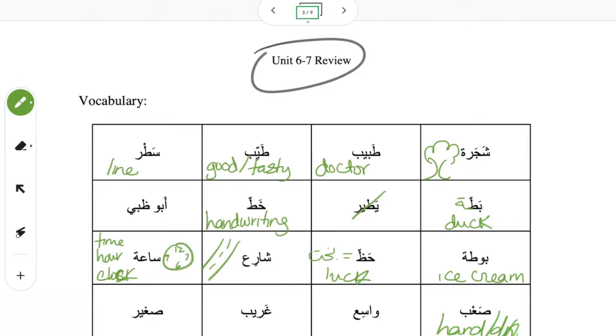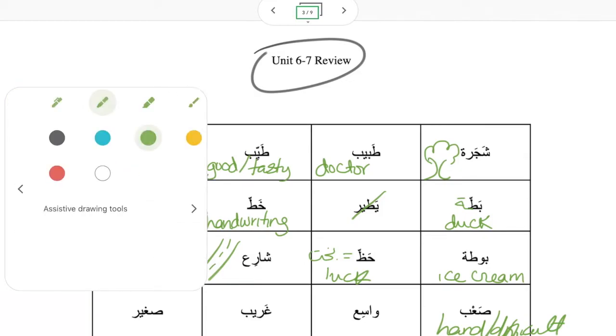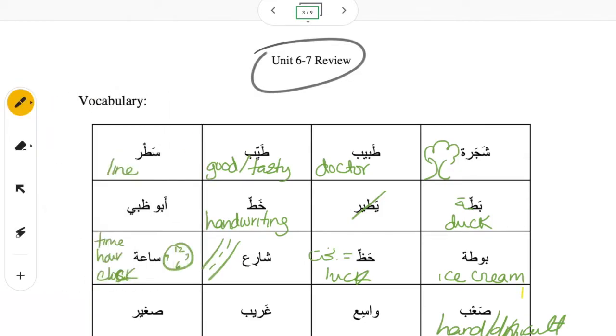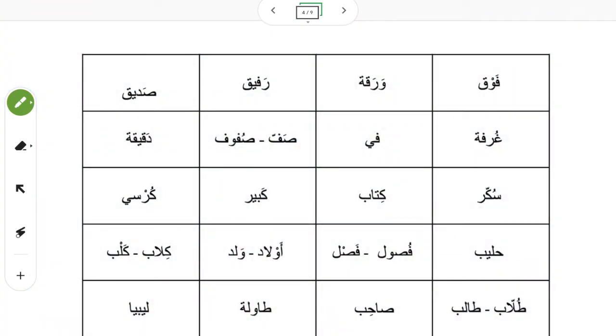Okay. Sa'b is hard or difficult. And I'll put a little star next to sa'b because it's an adjective. And I'm going to point it out for all four of these are adjectives. So whatever they describe, it has to match the gender. So if it describes something feminine, you have to add a ta marbuta to the end. Wasi', wide or spacious. Ghareeb, strange, weird. Saghir with a fatha here, small. Okay.